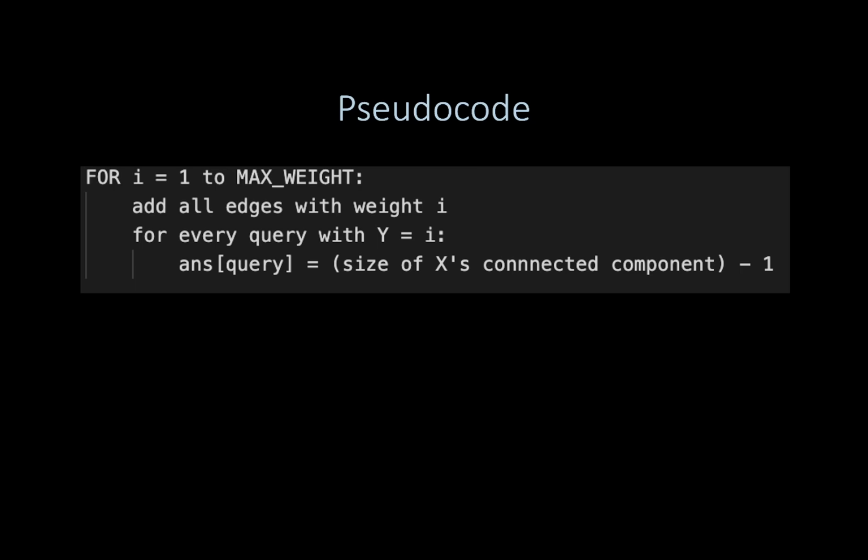And hopefully you can see that when we're processing a query, the edges that have been added to our graph are exactly the set of edges with weights less than or equal to y, because those are the edges that have been added in earlier iterations, and any edges that haven't been added so far will have weights greater than y. Hopefully you can see that. And if you didn't understand that argument, I'd recommend that you go back and make sure that you do, because this is a really important idea.